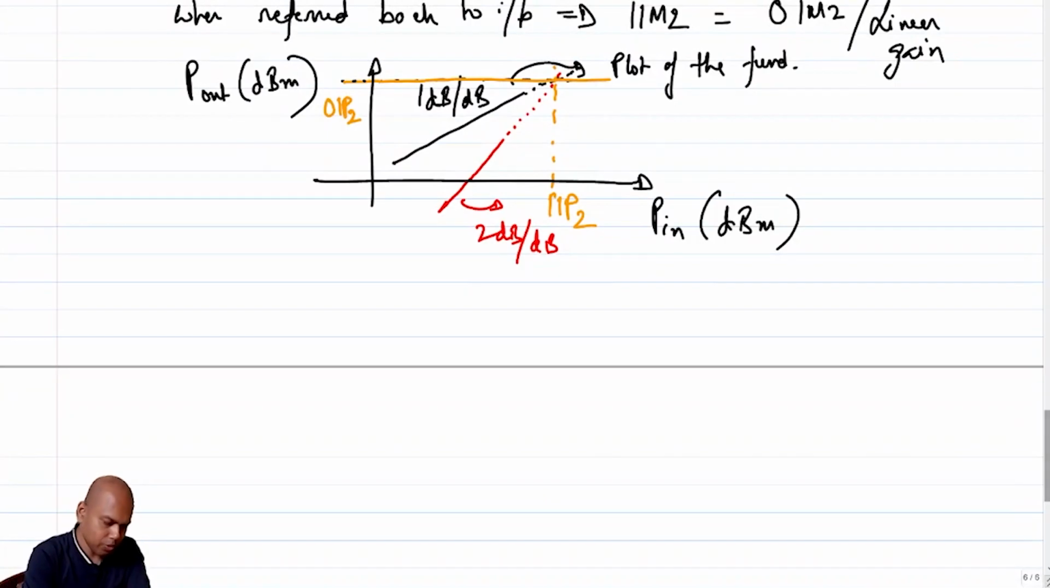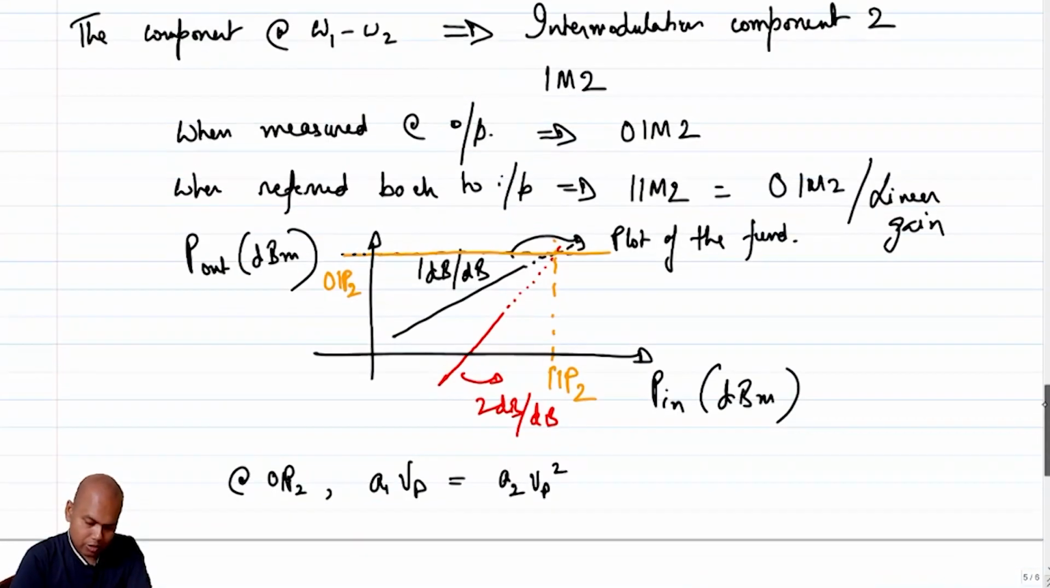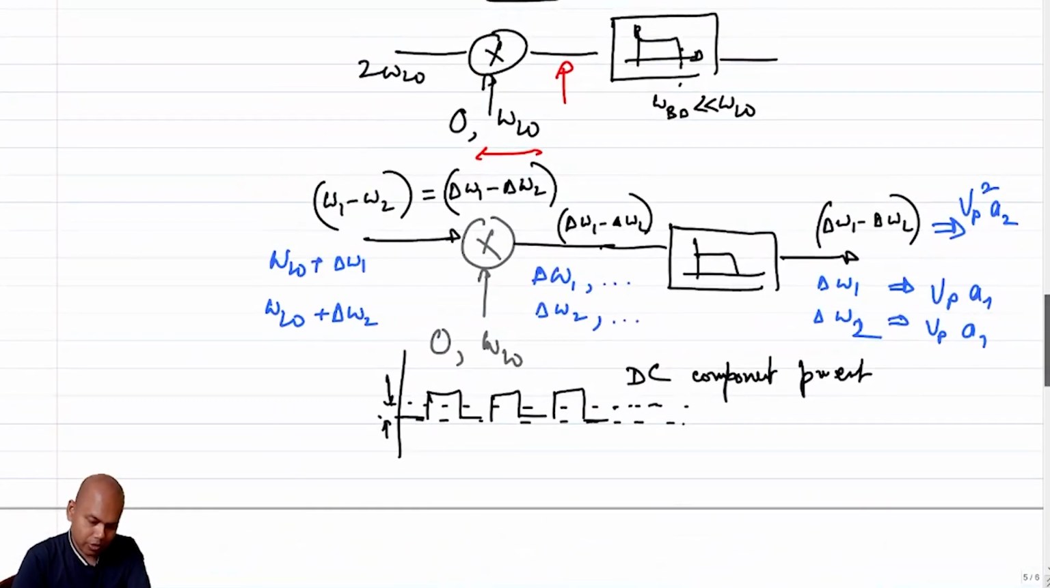And if I have to do it mathematically, that essentially means that at OIP2, A1 times Vp should be equal to A2 times Vp squared. So why A2 times Vp squared? Because the strength of this bad term is Vp squared times A2.